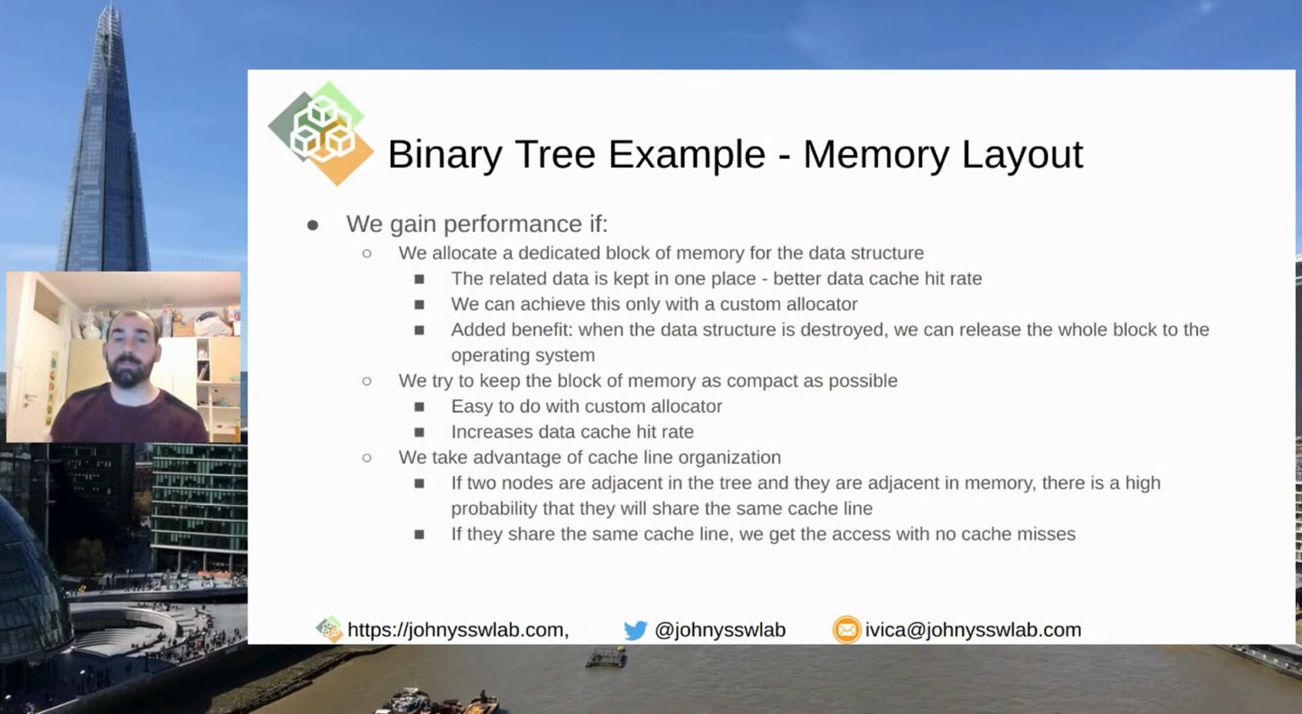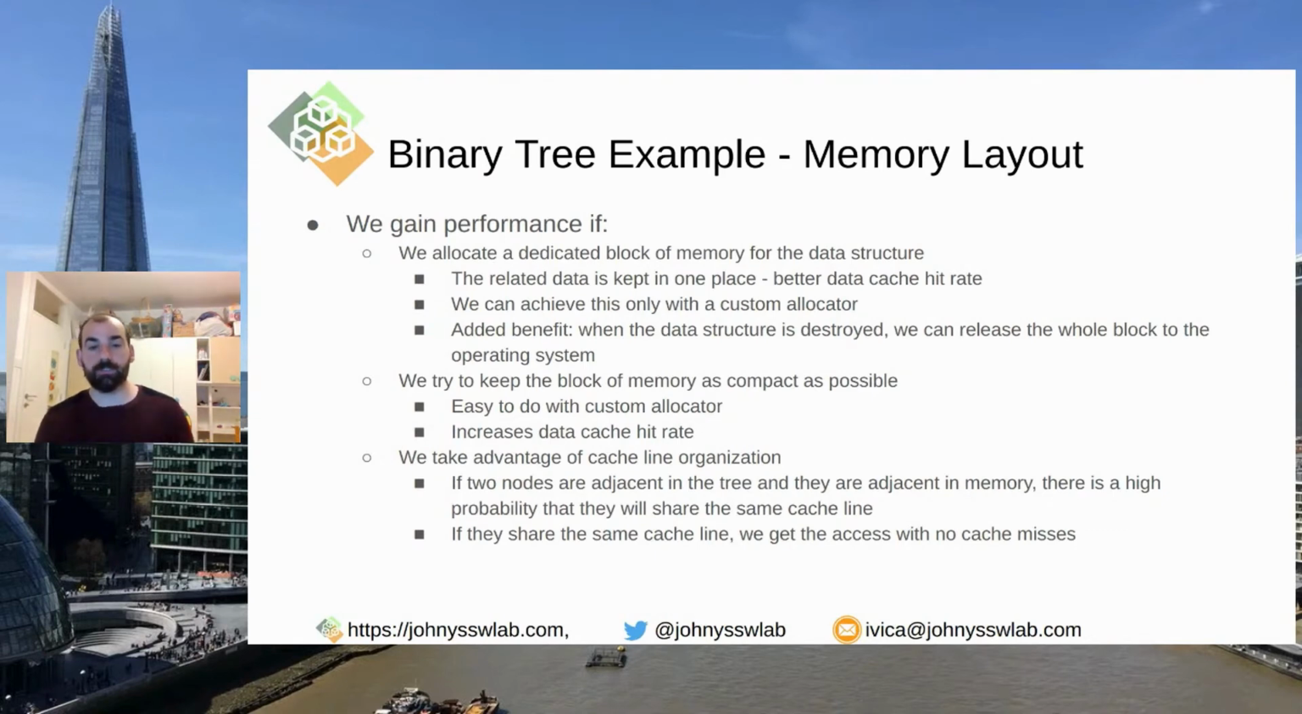About the binary tree example and the memory layout, we gain performance if we allocate a dedicated block of memory for the data structure, because the related data is kept in one place. There is less memory fragmentation and better cache line utilization. If we keep the block of memory as compact as possible, that increases the data cache hit rate. These are the numbers in statistics: if you increase it by 1% or 2%, you get like 200 or 300 milliseconds. So it makes sense to pay attention to these details.